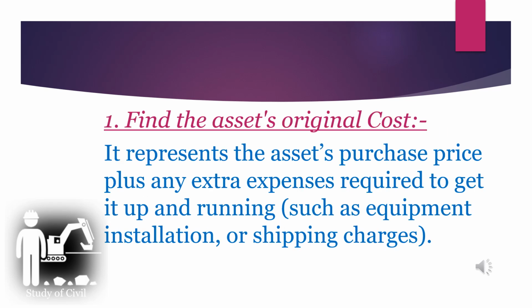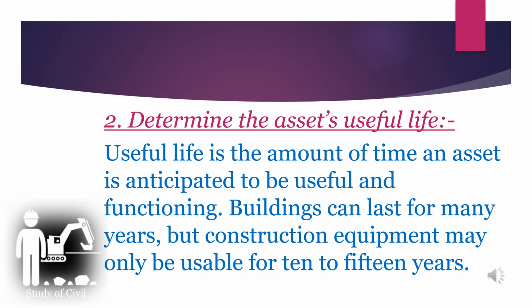At first, find the asset's original cost. It represents the asset's purchase price plus any extra expenses required to get it up and running, such as equipment installation or shipping charges. Then, we need to determine the asset's useful life. Useful life is the amount of time an asset is anticipated to be useful and functioning. Buildings can last for many years, but construction equipment may only be usable for 10 to 15 years.